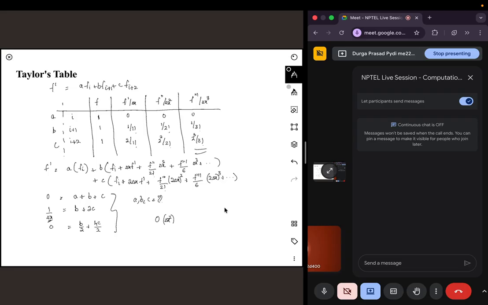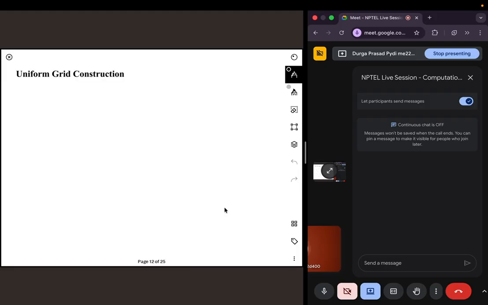Again, this is assuming that we are considering a uniform stencil size. So which means this delta x I have taken out here is kind of constant. So that is the case for uniform grid.